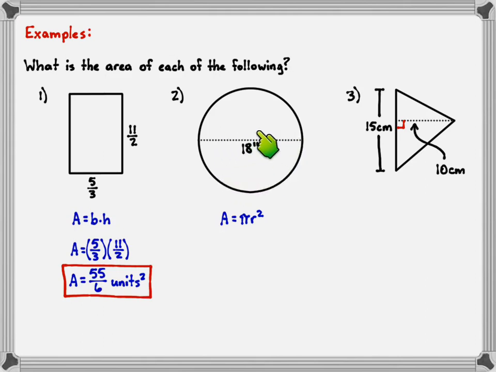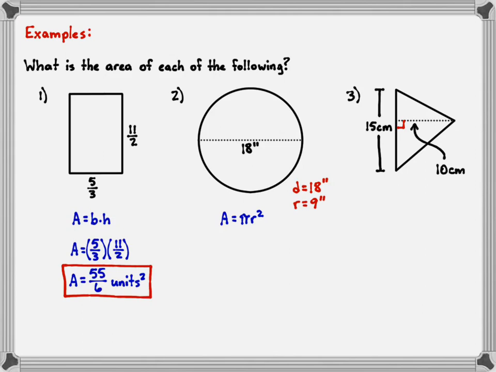Now notice this 18 inches does not indicate that distance. This 18 inches indicates the distance from one side of the circle to the other side of the circle passing through the center. And if you remember, that length that cuts through the center point and goes across the entire circle is called the diameter. So in this case, the diameter is 18 inches, which means the radius going from the center out is exactly half of that. So the radius would be 9 inches.